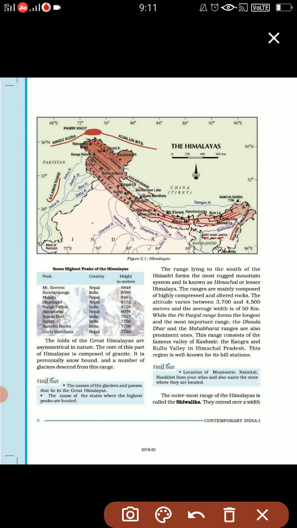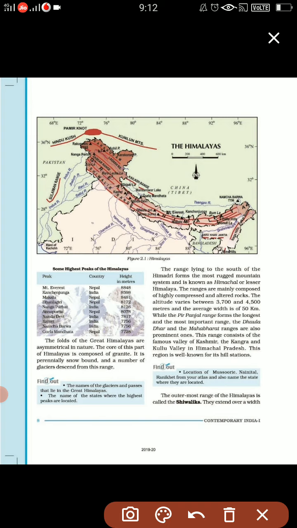Fine. The folds of the Great Himalayas are asymmetrical in nature, meaning they are not equal everywhere. The core of this part of the Himalayas is composed of granite. It is perennially snowbound, and you all know that this Himadri range is always snowbound. Fine. And a number of glaciers come from this region.